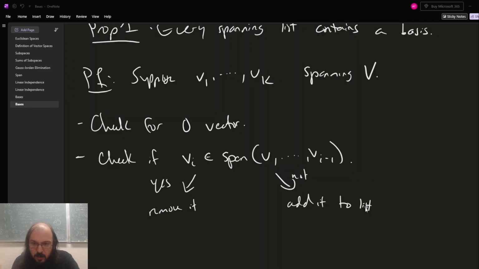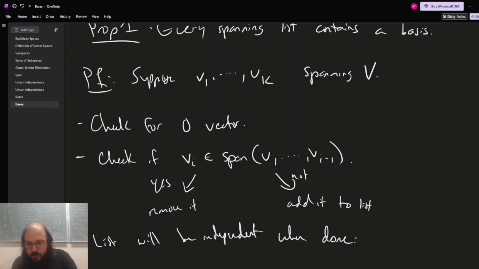At some point, since this is a spanning set, we know that eventually we're going to have everything, because I'm starting with a spanning set and all I'm doing is removing things that do not change the span as I go. So therefore, eventually I'll have a full spanning set. However, by removing those things that violate the linear independence, the things that are already in the span, the resulting list will be independent when I'm done. And so in this way, you will always end up with a basis.